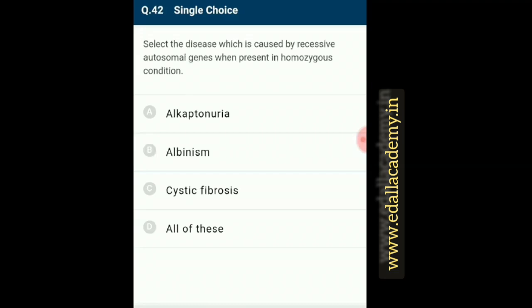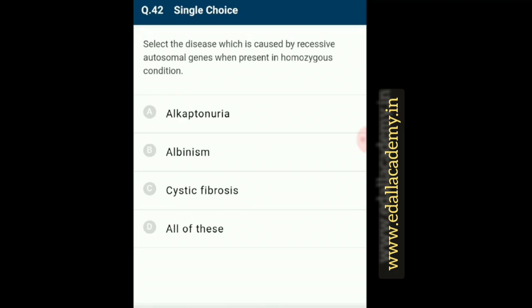Question number 42. Select the disease which is caused by recessive autosomal genes when present in homozygous condition. When a defect is inherited through the autosomal chromosomes, such disorders are called autosomal disorders, and they are called recessive autosomal disorders as these are expressed only in homozygous condition. For it to occur in an individual, both the parents must have the gene either in heterozygous or homozygous form.